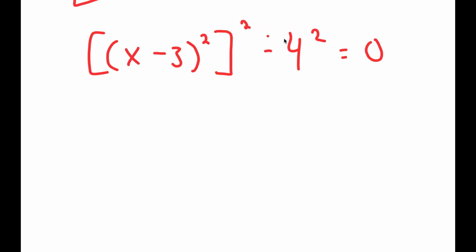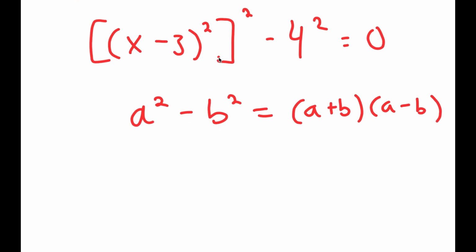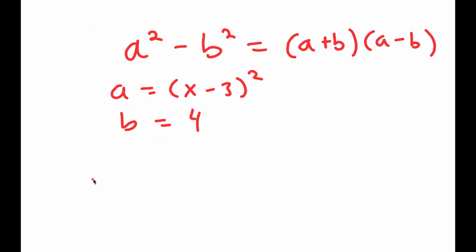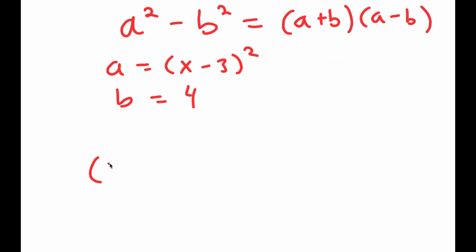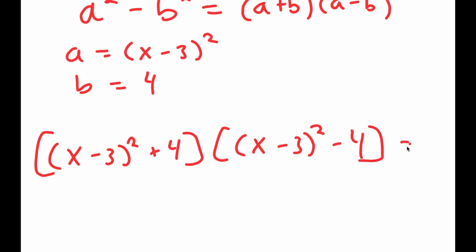So I have ((x - 3)^2)^2 - 4^2 is equal to 0. And I did this because now I can use the property a^2 - b^2 = (a + b)(a - b). A in this case is (x - 3)^2, and b is 4. So I get ((x - 3)^2 + 4) times ((x - 3)^2 - 4) is equal to 0.